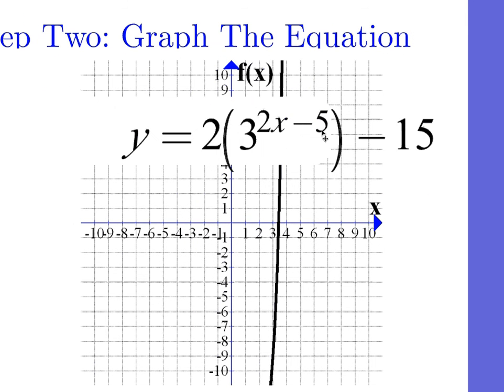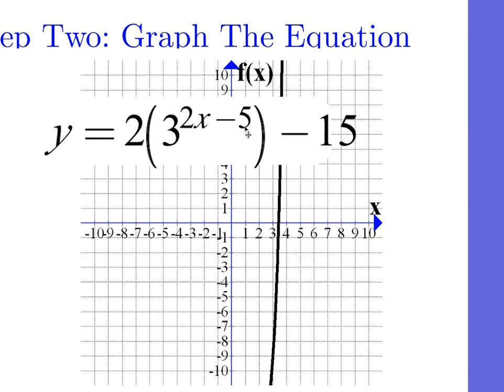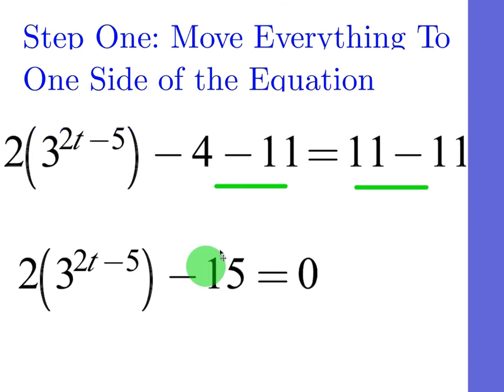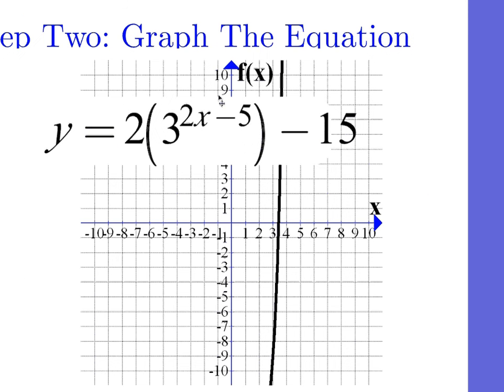So here is the graph of the side of the equation that I got by itself. So not the original equation, but when you set it equal to 0. So I'm graphing this. And again, I actually replaced the t with an x. And I'll show you how to type this in on the calculator. So we have y equals 2 times 3 to the 2x minus 5, minus 15.